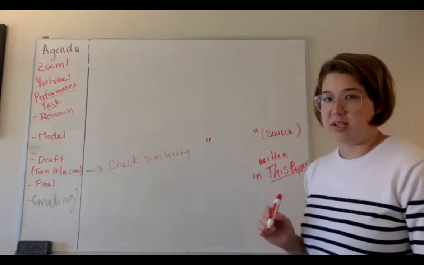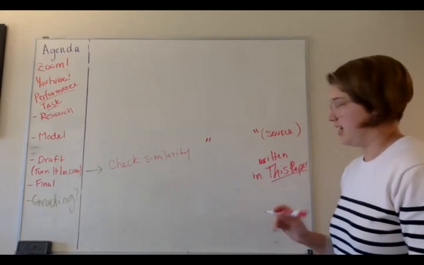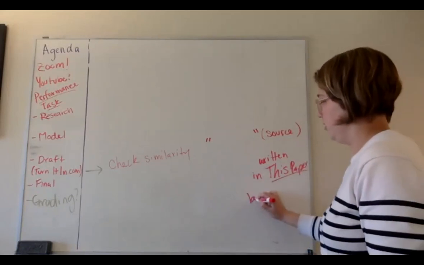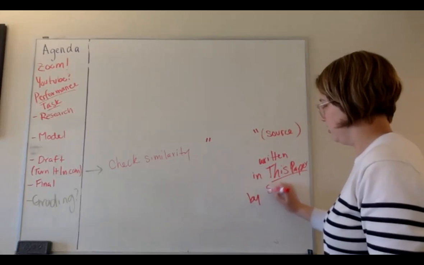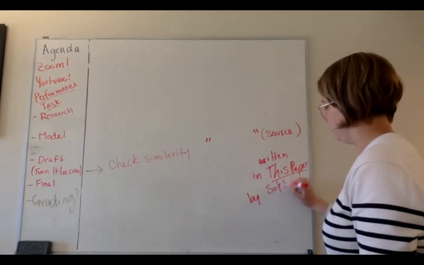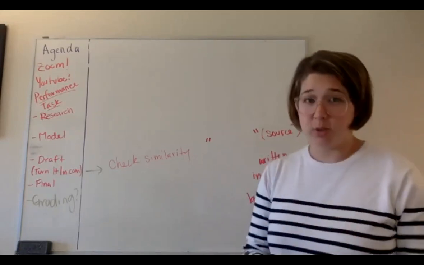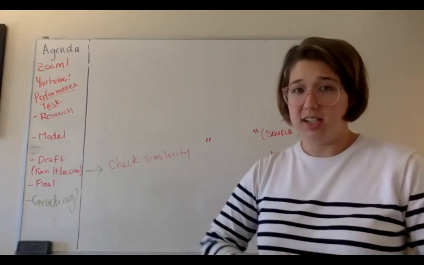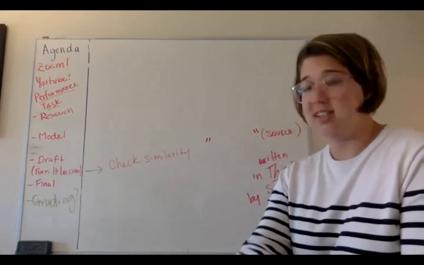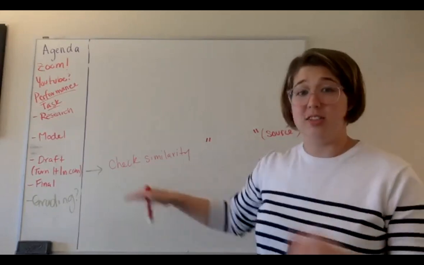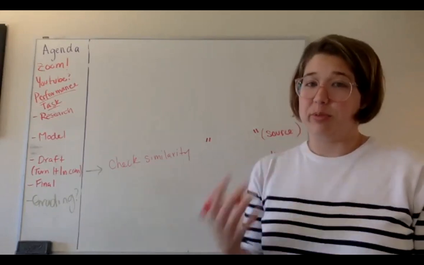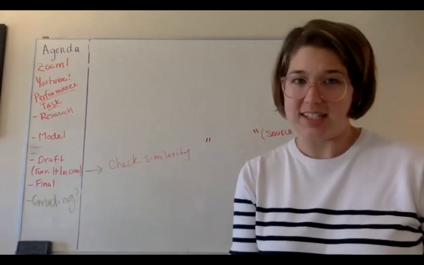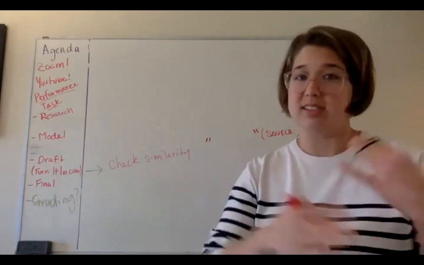Remember, paper should be underlined or italicized. So it was written in this paper by so-and-so. So make sure if you are copying directly that you're sourcing it, and if you are trying to paraphrase, check the similarity. Did you paraphrase correctly, or did the plagiarism checker say, no, wait, someone already said that, which means you didn't mix it up enough.